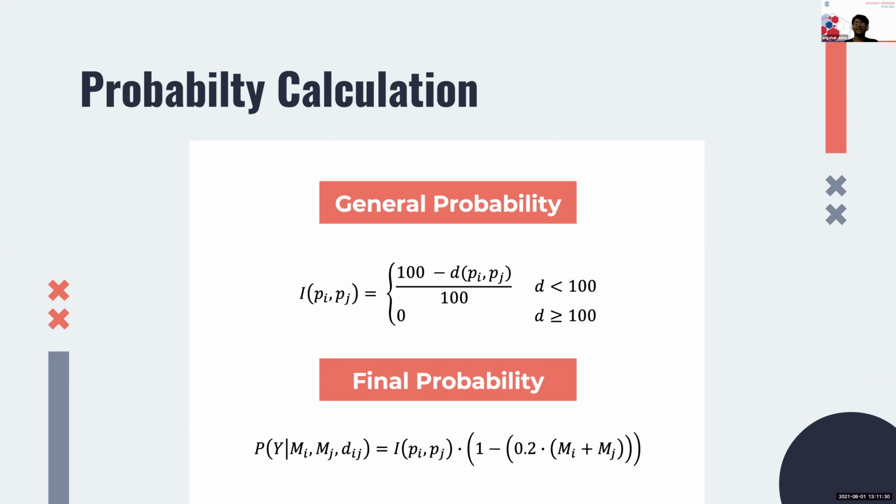So now we have our final probability function, which takes into account whether a person is wearing a mask or not. And depending on whether the person is wearing a mask or not, the probability can be decreased by 20% or more.